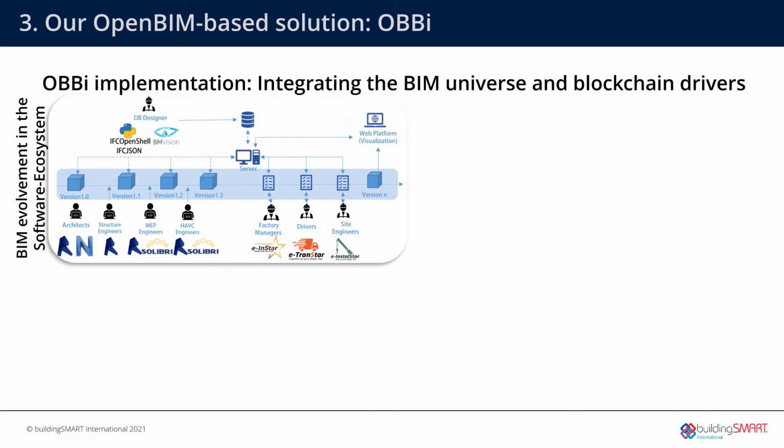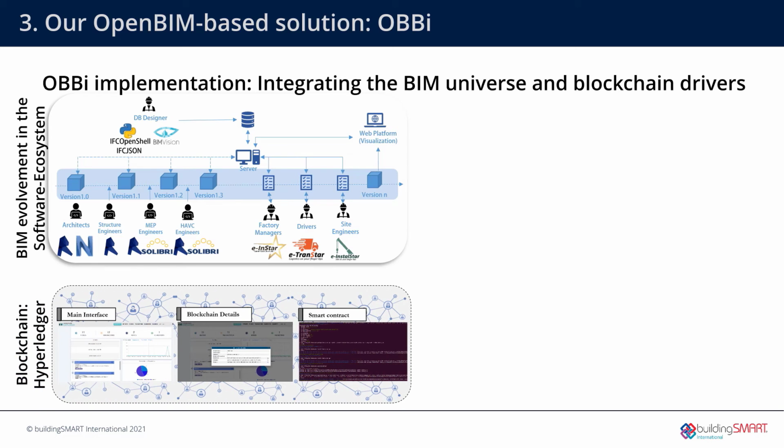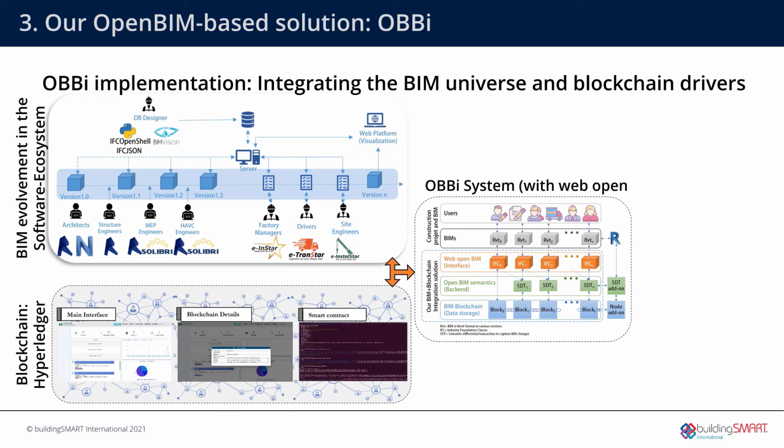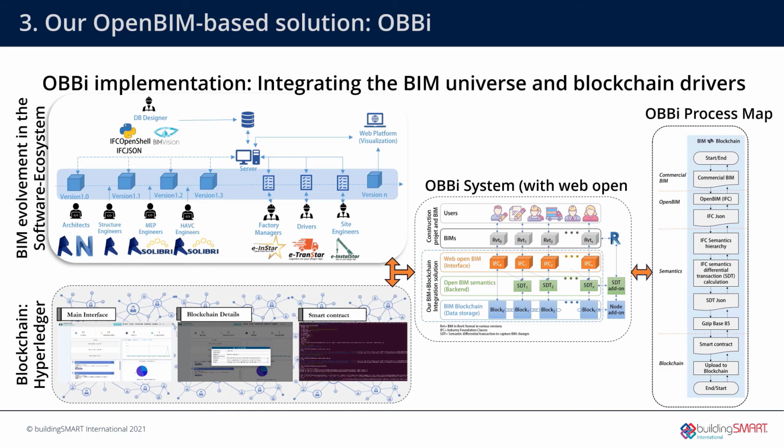To realize the process map, we integrate the current BIM software ecosystem, which consists of different BIM commercial software and openBIM software, as well as our in-house developed apps for production inspection, transportation tracking, and installation supervision with the blockchain ecosystem, which includes the main interface, blockchain details, and smart contracts. We designed this 3-layered OBIS system as a bridge between the BIM blockchain consortium and the OB.